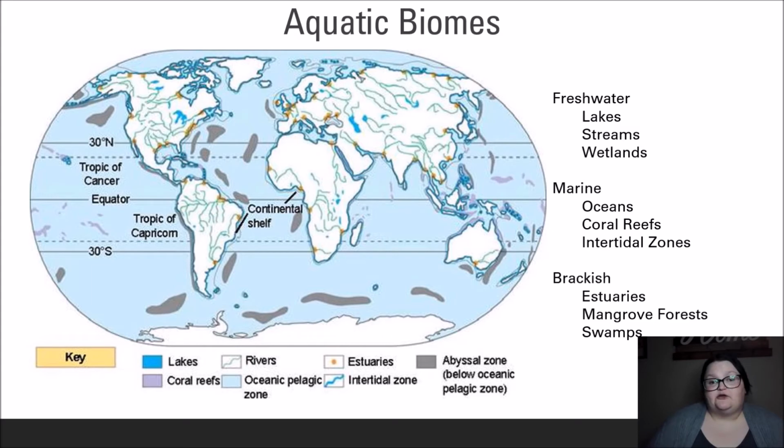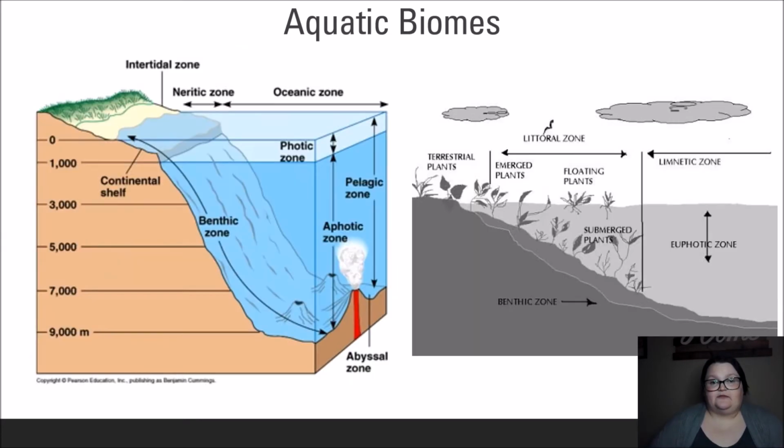Freshwater biomes include lakes, streams, and some wetlands. Marine biomes include the open ocean, coral reefs, and intertidal zones. These areas have relatively high concentrations of salt. Brackish biomes are those that have a salt concentration somewhere between fresh and salt water. They are often places where these two biomes overlap, creating an area known as an ecotone. Brackish biomes include estuaries, mangrove forests, and swamps.